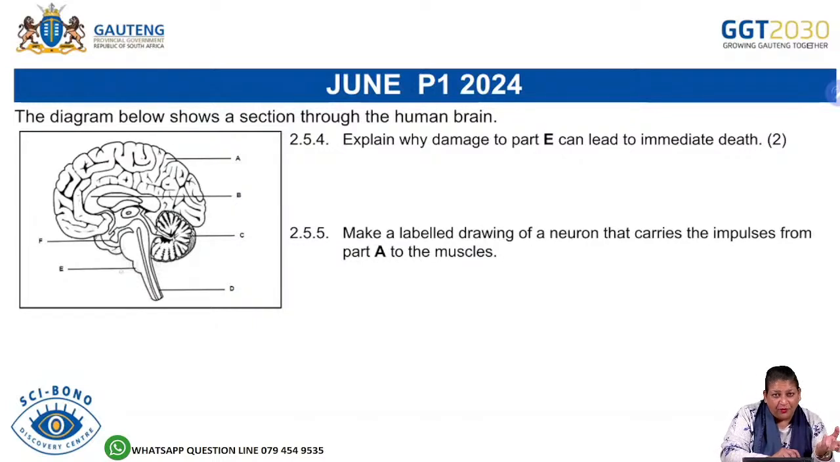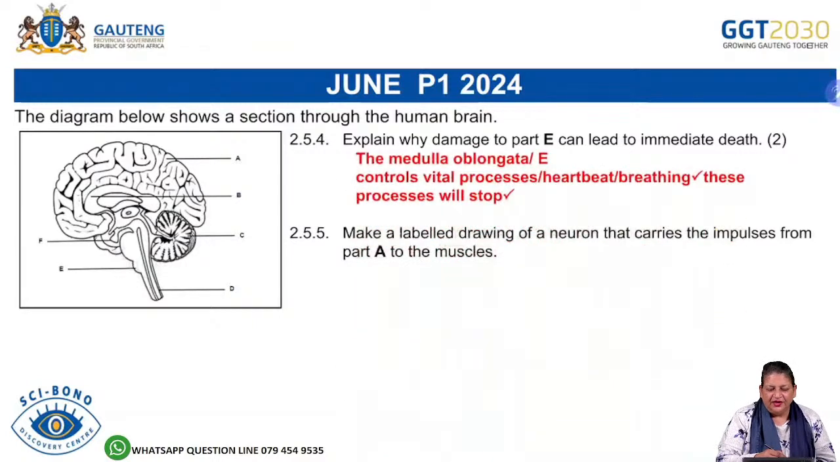Therefore, if the medulla oblongata is going to be damaged, the person will not be able to breathe, to take in oxygen for respiration, and his heart will not be able to pump glucose and oxygen to the cells, and it can cause organ failure. You can see the medulla oblongata controls vital processes such as the heartbeat and breathing, and therefore these processes will stop, and then there'll be no glucose and no oxygen, no respiration, no energy, and that can cause organ failure leading to death.